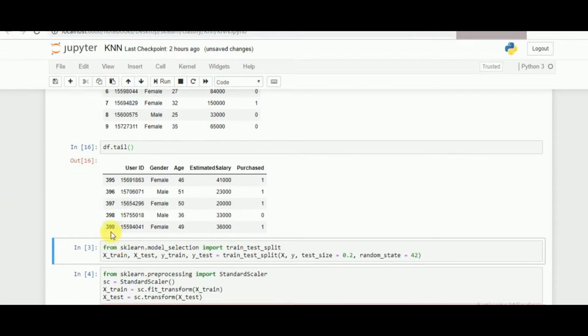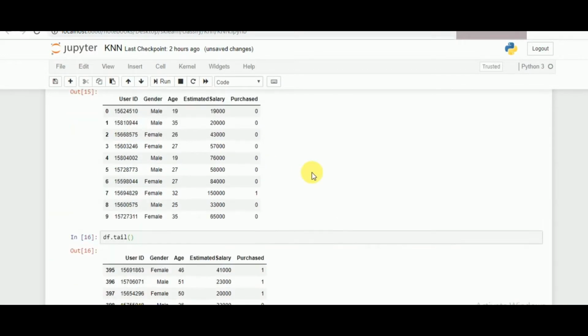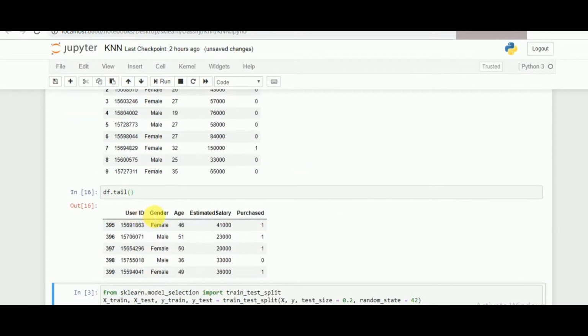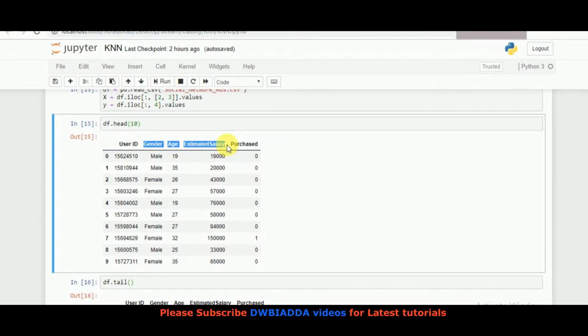So as we can see, we have a total of 400 entries, and we need to calculate whether, on the basis of the given attributes, a purchase will take place from a user or not. As we have discussed, we need to select only the necessary attributes in the given data. So that's why we have taken only gender, age and estimated salary in X and purchased in Y.